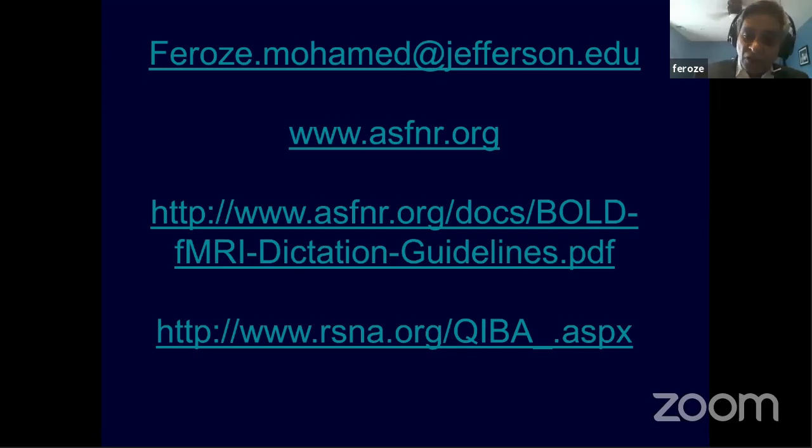And then there is another organization called QIBA, which works with RSNA, the Quantitative Imaging Biomarker Alliance, which is constantly looking to update the reproducibility and utility of these techniques. So I will stop here and take any questions folks have.